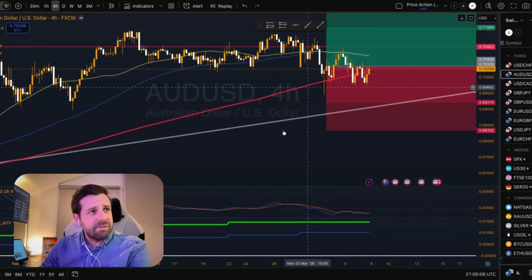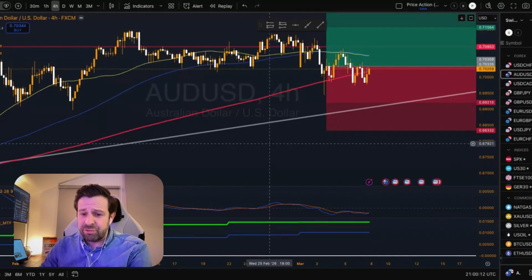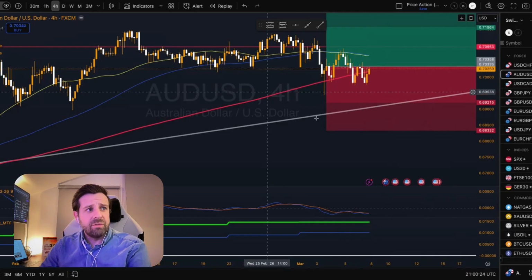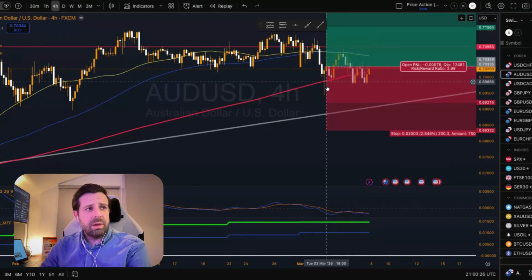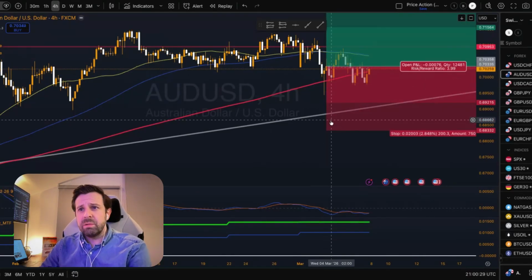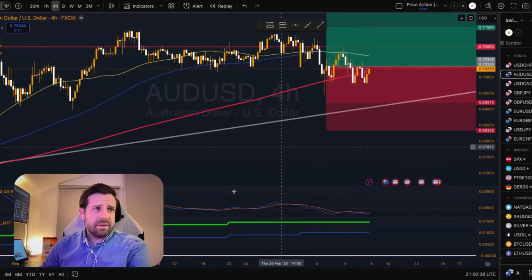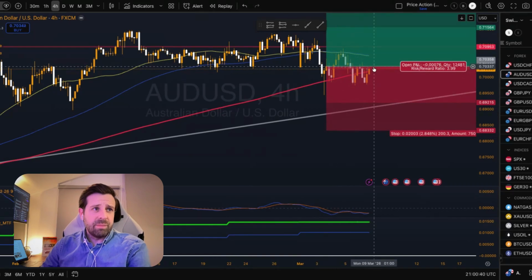It tried, it failed, and that's a pretty strong signal that overall there are more buyers in the market than sellers, as much as it looks like it's trying to go down. So I decided to enter on that pin bar. I mean, it's not quite a pin bar, but when you look at a Japanese candle, that is essentially what is happening there. And it's basically gone up and down for a little bit for now.